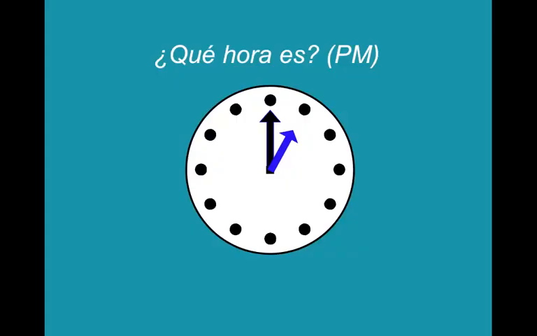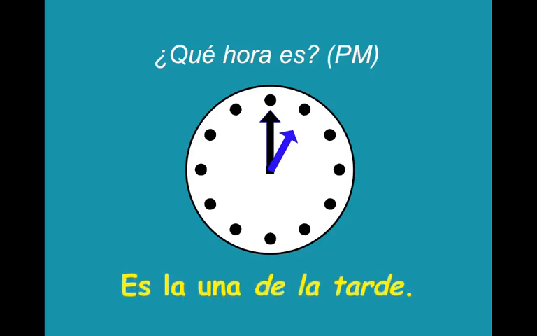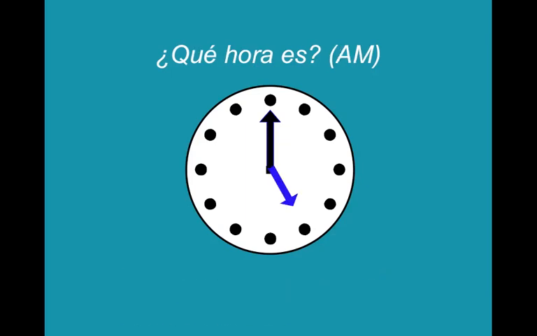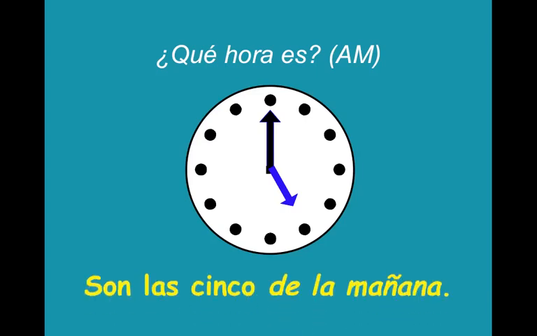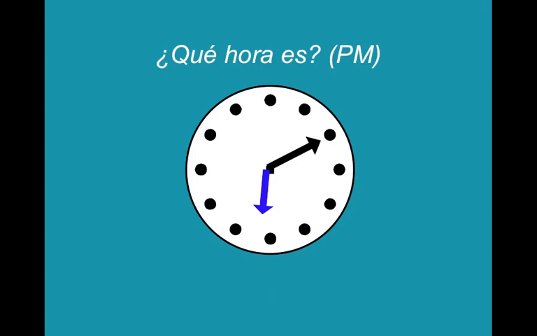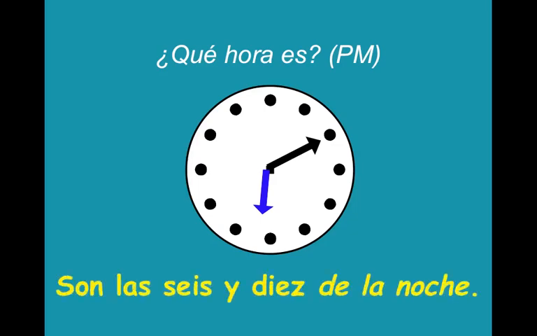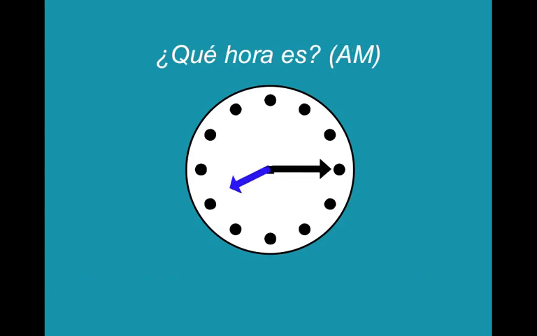Un poco de práctica. ¿Qué hora es? And it is p.m. Es la 1 de la tarde. ¿Qué hora es? a.m. this time. Son las 5 de la mañana. ¿Qué hora es? Son las 6:10 de la noche, 6:10 in the evening. ¿Qué hora es? A few ways to say this one now.